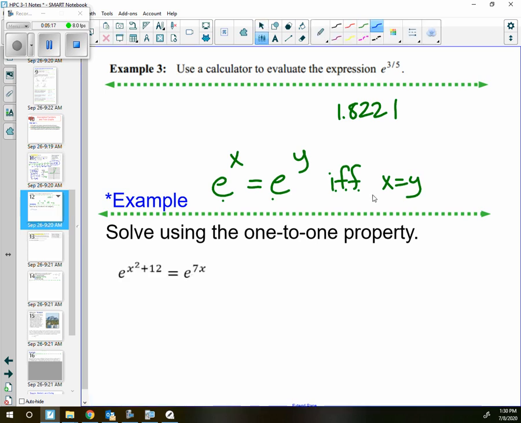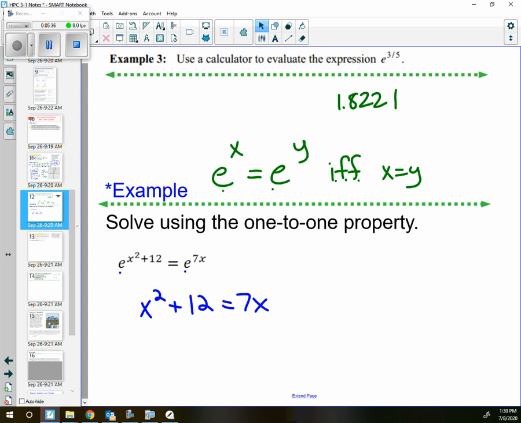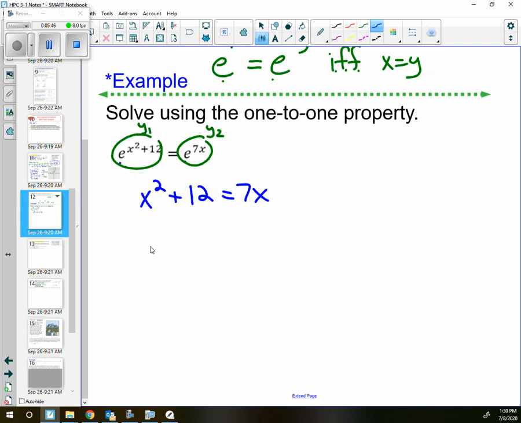So let's take a look at this one. Notice the bases are both e. So it's saying, hey, e to the x squared plus 12, when is that equal to e to the 7x? That means if the bases are the same and the two functions are equal, we must be looking for when x squared plus 12 would be equal to 7x. Remember our graphing approach, right? We could graph this side as y1 and this side as y2 and see if we could figure out where those two graphs cross. But we can also do it algebraically, which for some people may be quicker.